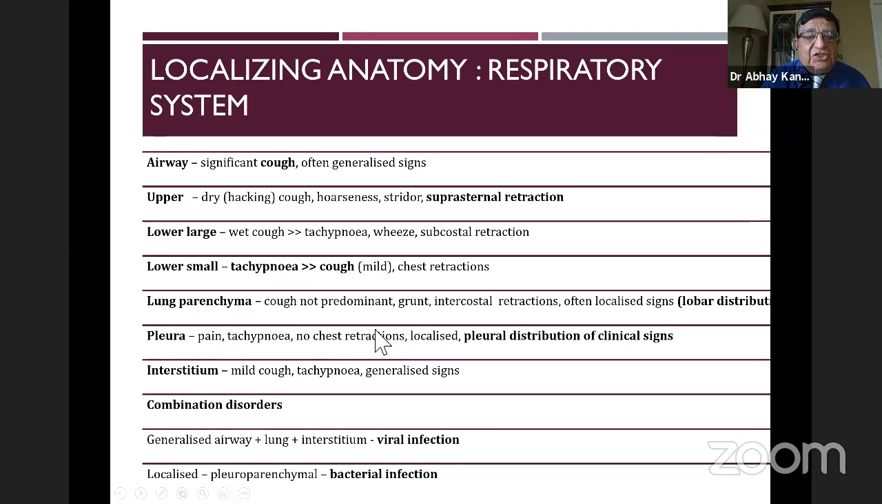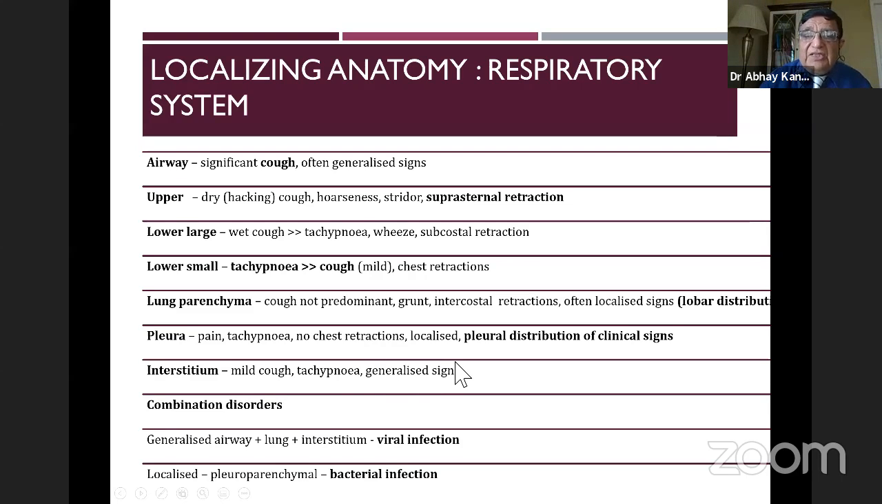However, there may not be chest retraction. And the pain, there may be a localized pain or a localized sign depending upon the pleural distribution of the clinical sign. When the interstitium is affected, it mainly presents with mild cough, there will be tachypnea, and there will be more generalized signs.